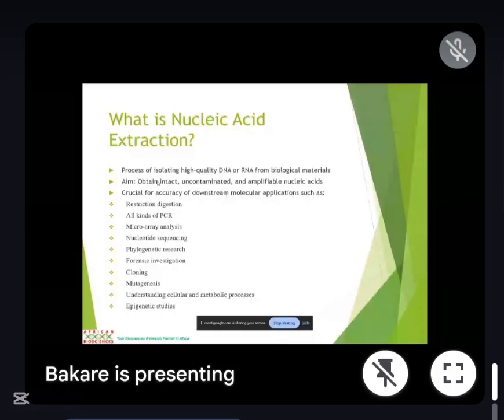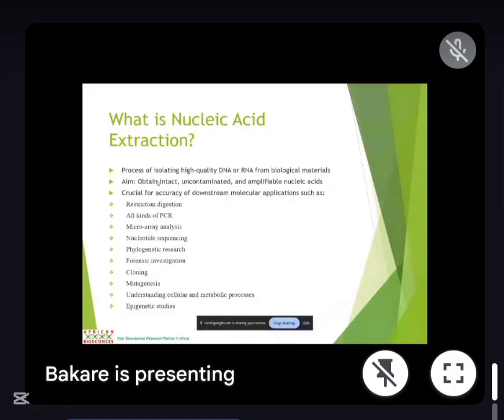Also for PCR, that's polymerase chain reaction. Let's say you want to use your conventional PCR, that's the standard PCR, or your reverse transcriptase, that's when you want to convert your RNA to cDNA, or your qPCR, that's real time PCR for gene expression studies. You also need your DNA or your RNA for that as well. Your microarray analysis, you need intact and high quality nucleic acid as well for you to hybridize the probes on the chips. We know that microarray is a chip that is used in doing that.